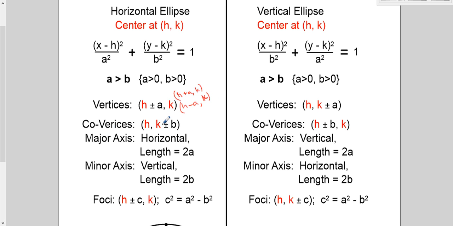For your co-vertices, they will go up and down, and you're adding the b value to the k, which is your y value of the center. So you're going to have (h, k plus b) and (h, k minus b). Your major axis will be horizontal, same as the ellipse. Length is 2a. The minor axis is vertical, which is going to have a length of 2b.